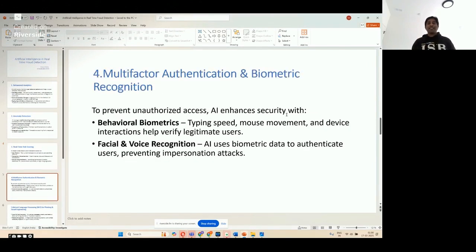Coming to the next point, it's multi-factor authentication and biometric recognition. To prevent unauthorized access, AI enhances security with behavioral biometrics, that is your typing speed, mouse movement, and device interactions, which help verify legitimate users. Facial and voice recognition: AI uses biometric data to authenticate users, preventing impersonation attacks.